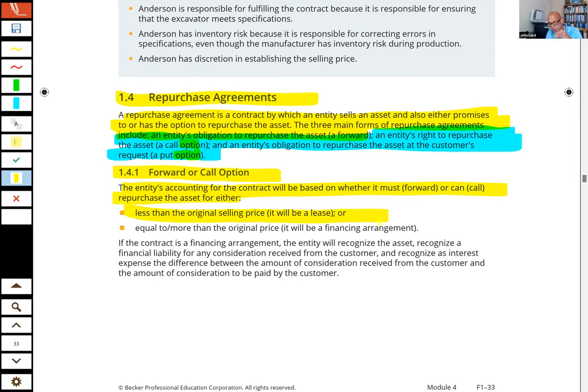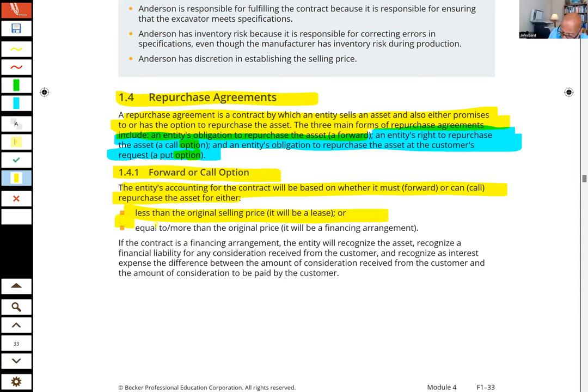Now let's think about this. I sell you something for $50,000. And there's an option here where I can buy it back from you for $40,000. Well, it's sort of like what? You lease the thing from me for a while, right? Okay, so we'll treat it as a lease. And we'll talk about how to account for leases in chapter five.